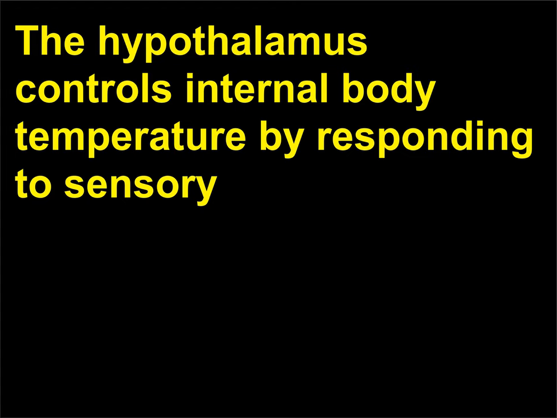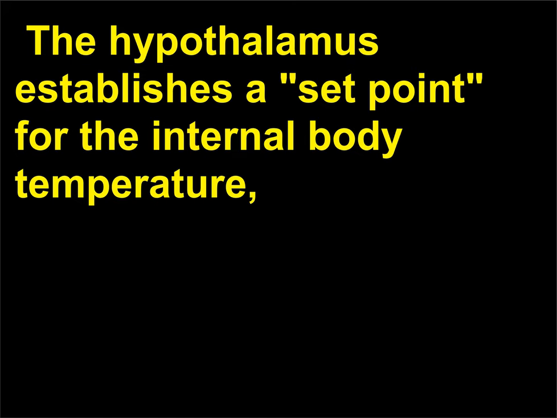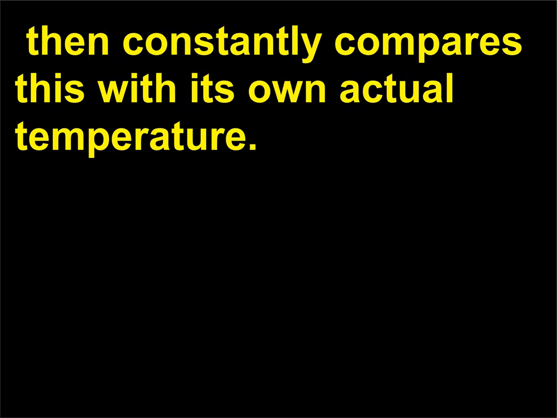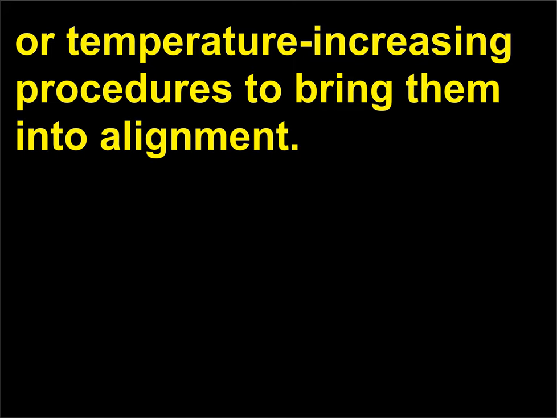The hypothalamus controls internal body temperature by responding to sensory impulses from temperature receptors in the skin and in the deep body regions. The hypothalamus establishes a set point for the internal body temperature, then constantly compares this with its own actual temperature. If the two do not match, the hypothalamus activates either temperature decreasing or temperature increasing procedures to bring them into alignment.